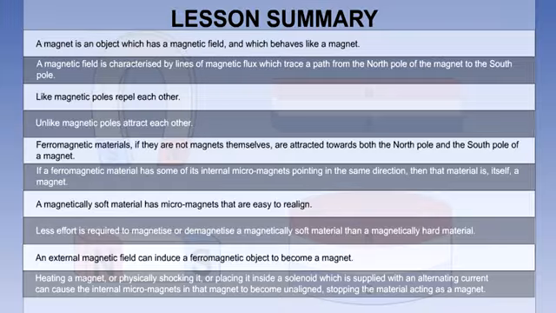Heating a magnet, or physically shocking it, or placing it inside a solenoid which is supplied with an alternating current, can cause the internal micromagnets in that magnet to become unaligned, stopping the material acting as a magnet.